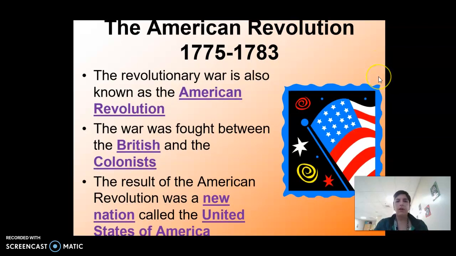All right, so the American Revolution happened from 1775 to 1783. The Revolutionary War is also known as the American Revolution because a lot of countries can have a Revolutionary War, so we have to call it the American Revolution. The war was fought between the British and the colonists who lived in the United States. The result was a new nation called the United States of America.